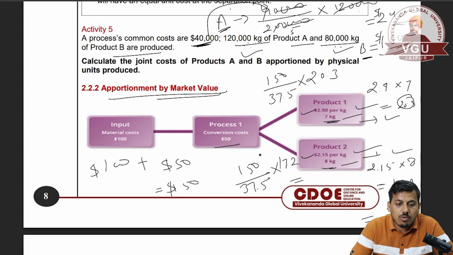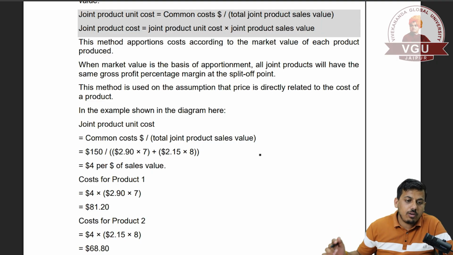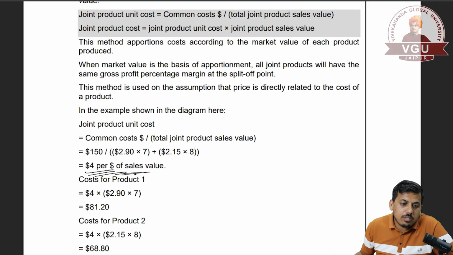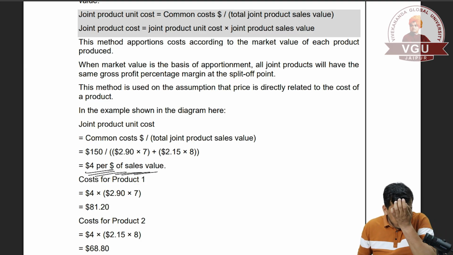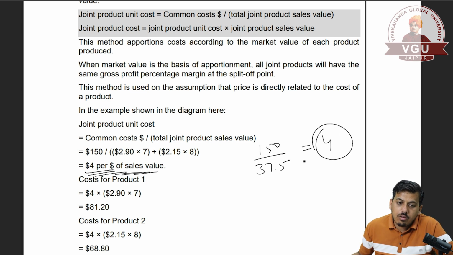This is how we will divide it. The same manner is done here. First they calculate the per unit sales value. The per unit sales value is 150 divided by 37.5, so this is 4. And what is the value?